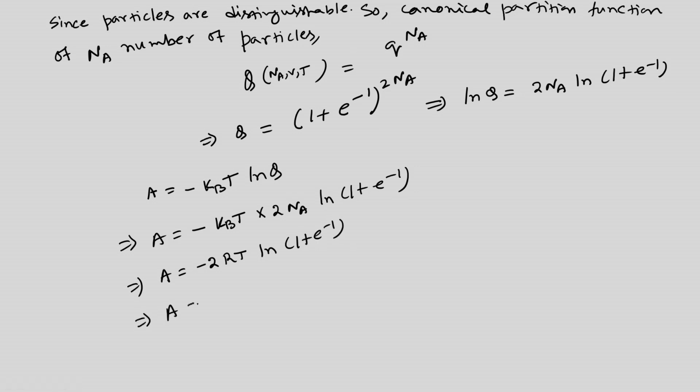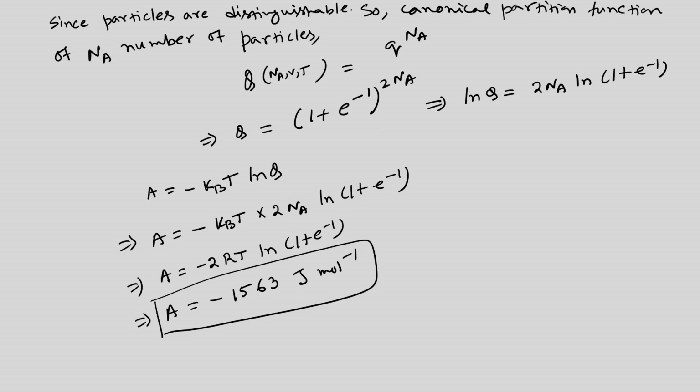And if we further simplify that, we get minus 1563 joules per mole. Okay. So, this is the value of the Helmholtz free energy at 300 Kelvin temperature. Okay. So, next we discuss another simple problem.